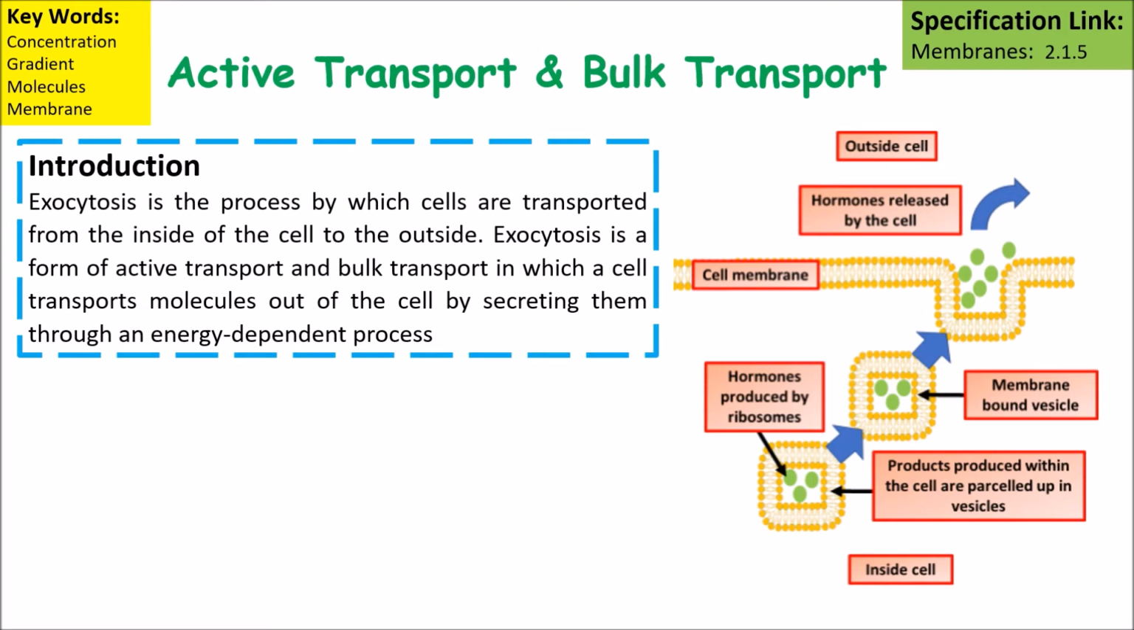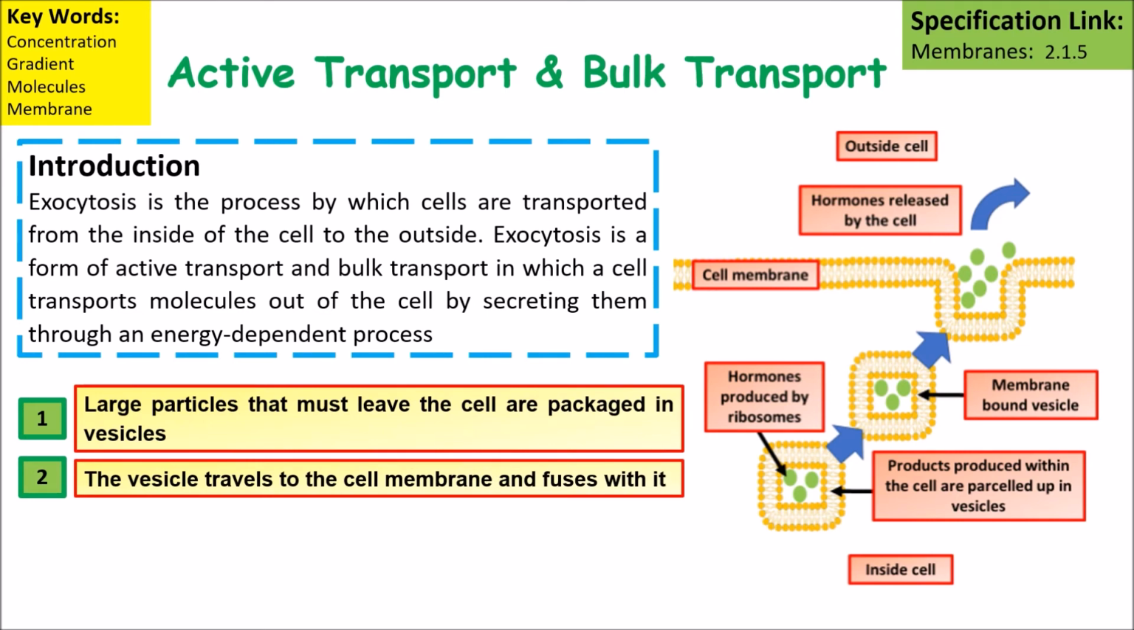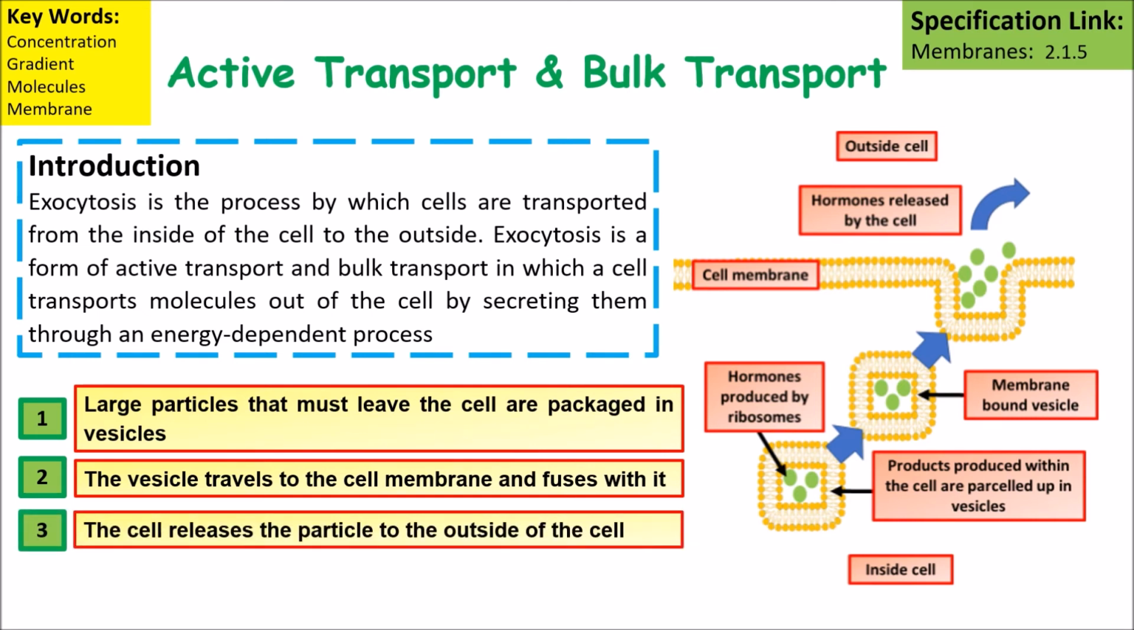Exocytosis is the process in which cells transport things from the inside to the outside. Exocytosis is a form of active transport and bulk transport in which the cell transports molecules out of it by secreting them through an energy-dependent process. So large particles that must leave the cell are packed into membrane vesicles. The vesicle travels to the cell membrane and fuses with it. So therefore the cell releases the particles to the outside.